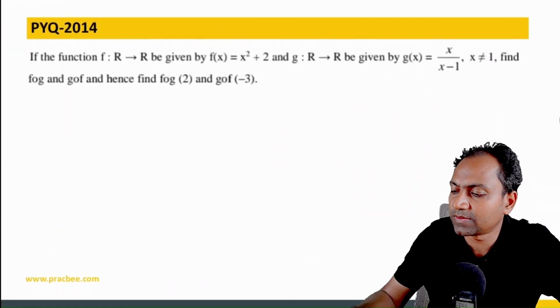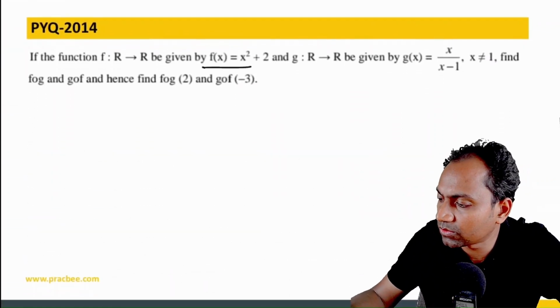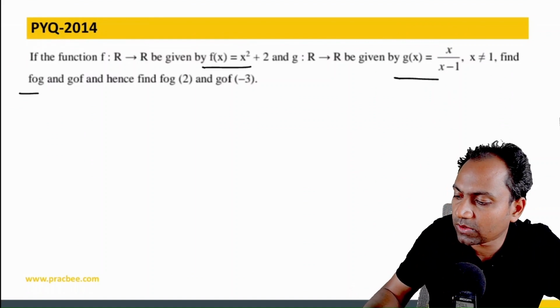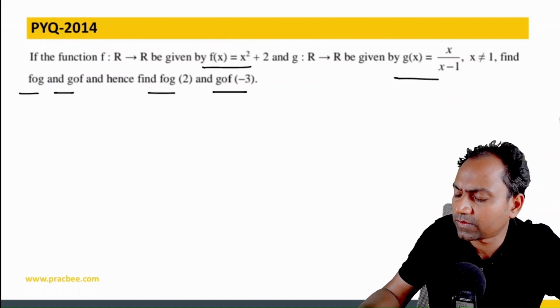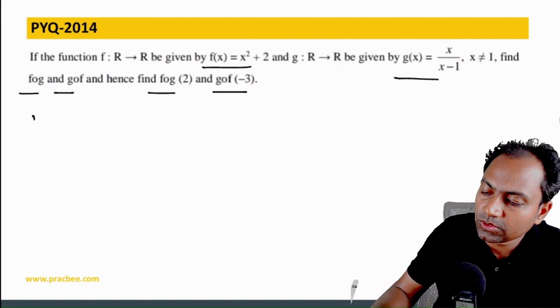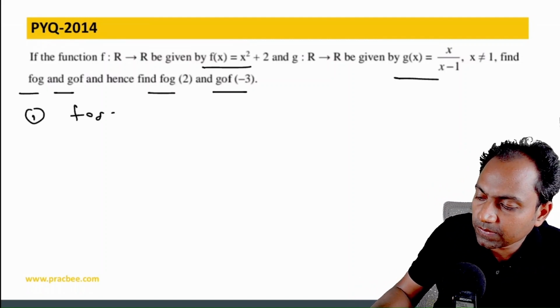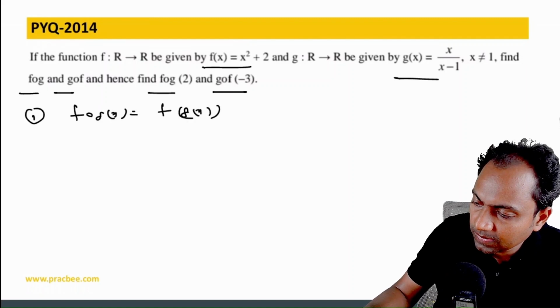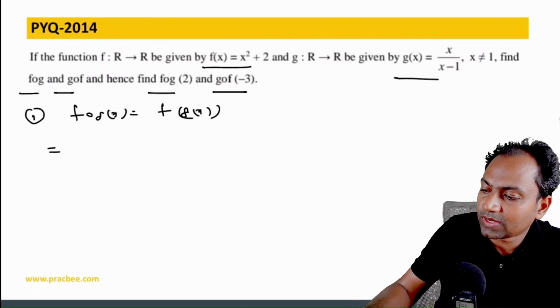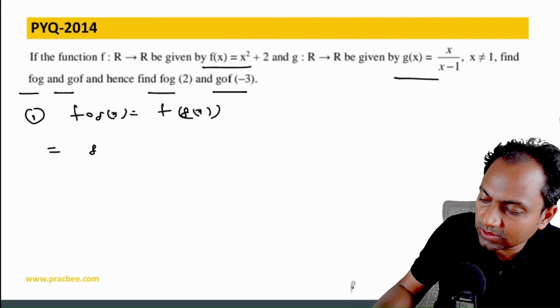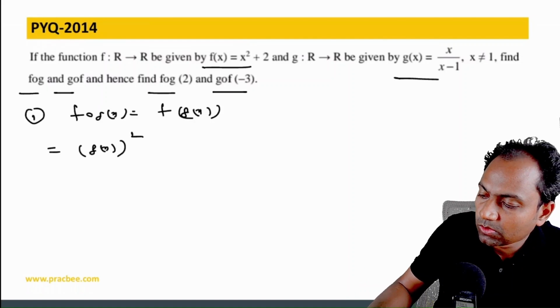Now this question is given. What they're saying is there are two functions given to you. Find the value of fog, gof, then fog of 2, gof of minus 3. It is very simple. In order to find fog of x, or nothing but f of g(x), what we can do is, instead of x, we can put g(x). So this becomes nothing but (g(x)) whole squared plus 2.